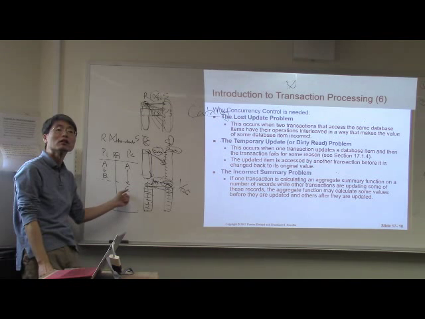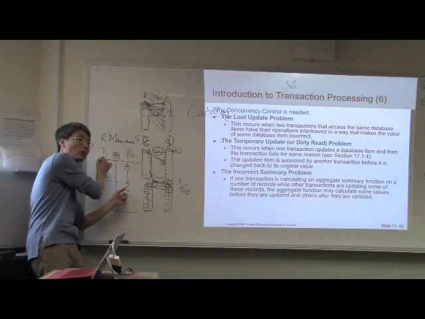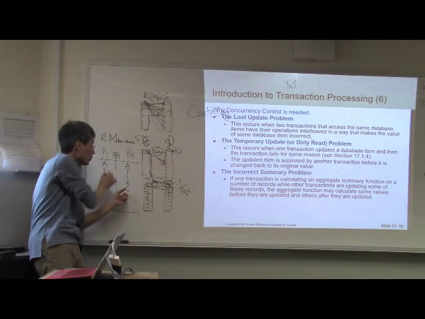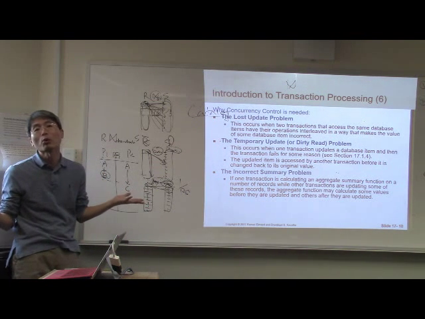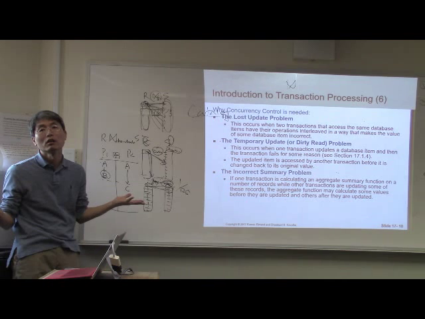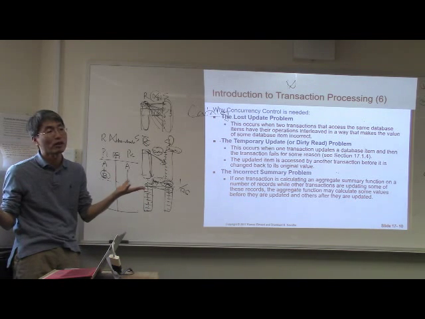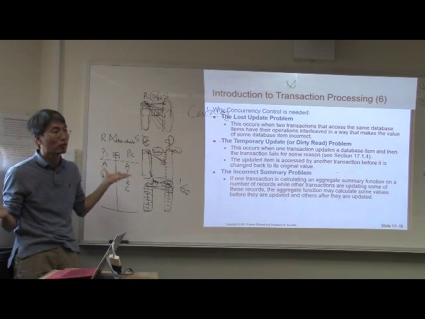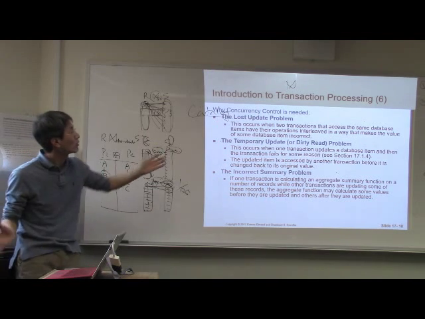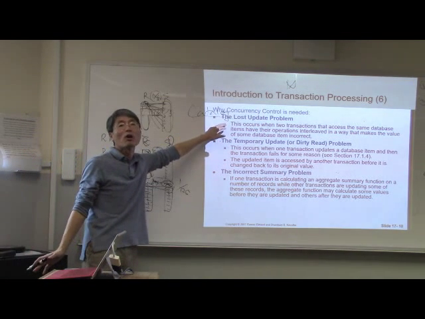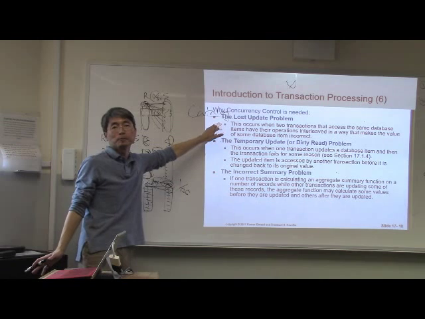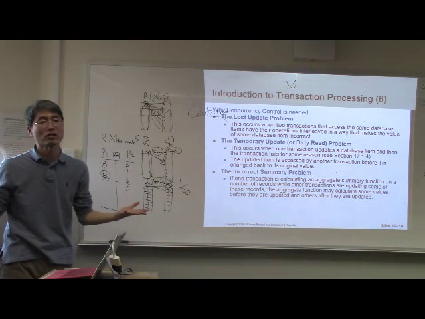Should be C, right? From the process 1 point of view, the updated data is lost, okay? Because we do not have a synchronization solution. It's a race condition. So that is called the lost update problem, because we do not have the transaction concept.